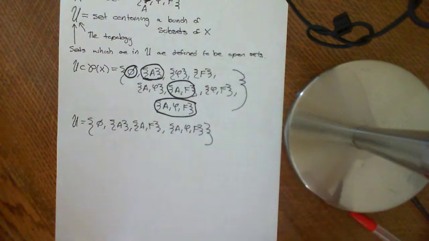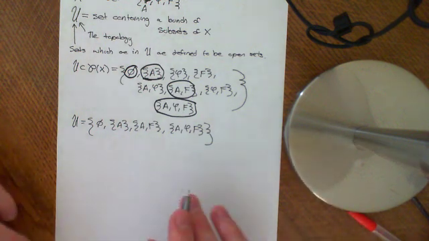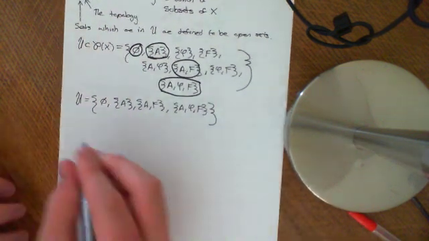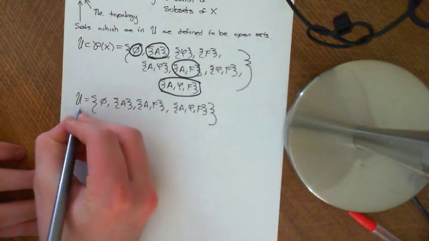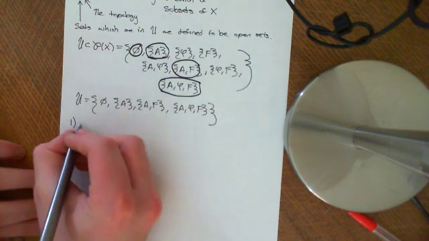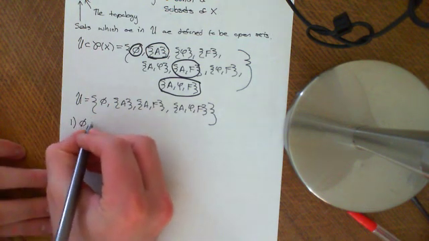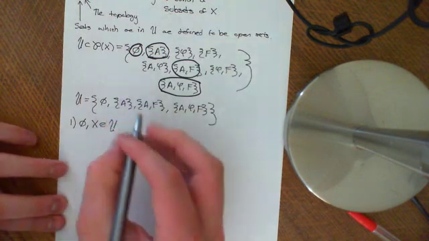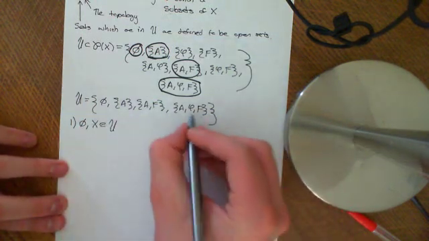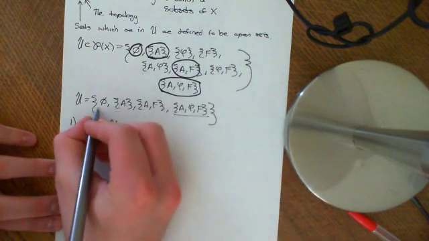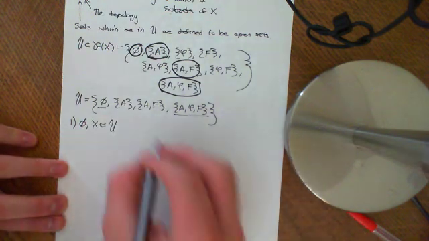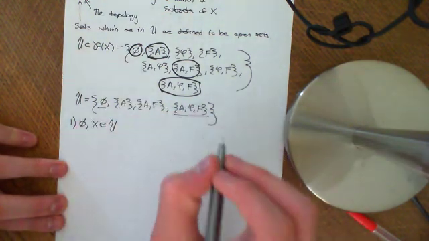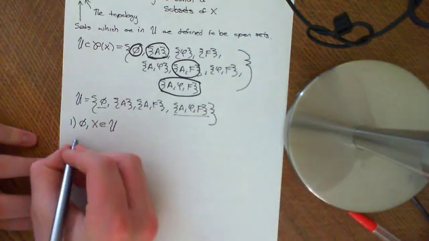You have to pick them such that they obey some axioms, and these are the axioms that it has to obey. First axiom of a topology is that the empty set and the whole set have to be elements of this set. So in this case, this is satisfied because here is the whole set and here is the empty set. So the first axiom of the topology is met by this set here.